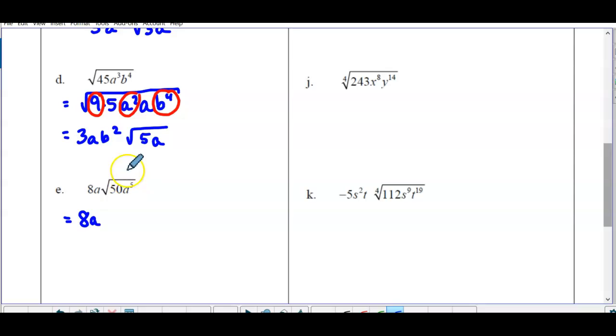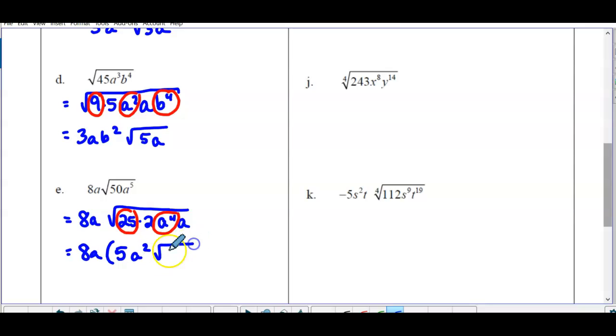Okay. Next one, we have a factor of 8a out front, then square root of 50. Well, 50 is 25 times 2. A to the 5th, next lower exponent is a to the 4th times a. And so then your perfect squares. That's going to be 8a times 5a squared root 2a. And then 8a times 5a squared is 40a cubed root 2a.